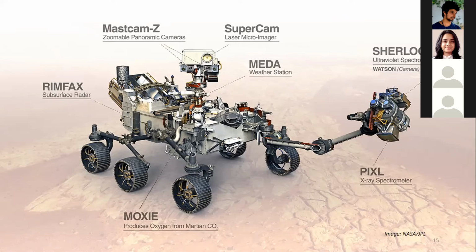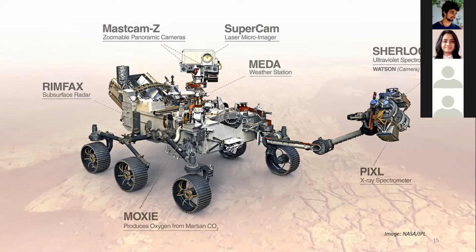It is a combination of cameras which are capable of detecting rock-vaporizing lasers. And there's another one called SHERLOC. It's an ultraviolet spectrometer. And there are so many things included in that rover. And also, it has a sample caching system. It collects samples from the Mars surface.